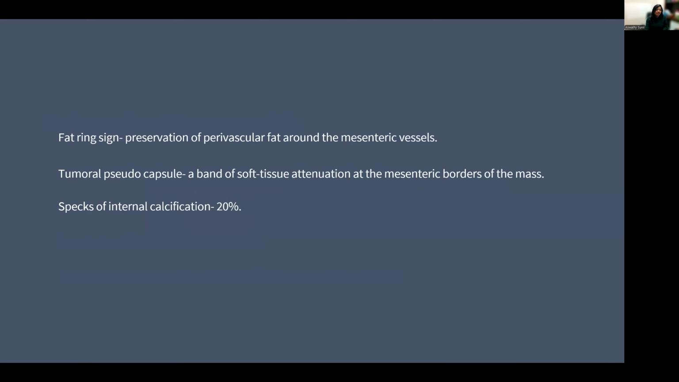The typical signs are the fat-ring sign, where there is a preservation of perivascular fat around the mesenteric vessels, and the tumoral pseudocapsule, where there is a band of soft tissue attenuation at the mesenteric borders of the mass. Sometimes, in 20% of cases, specks of internal calcification can be seen.